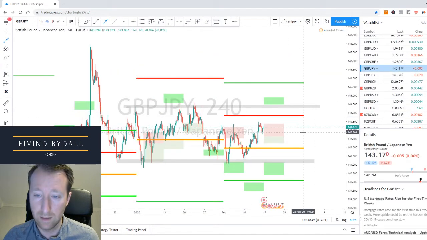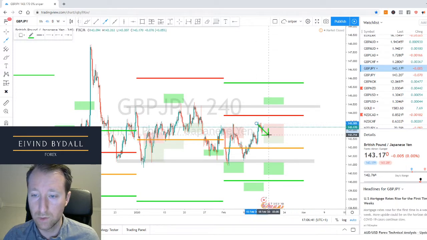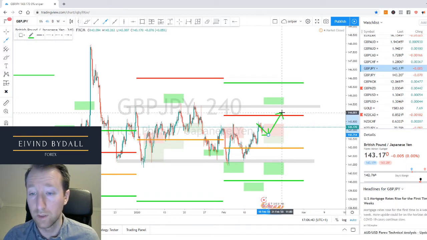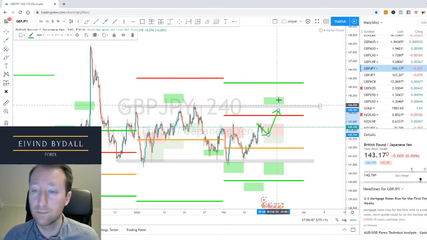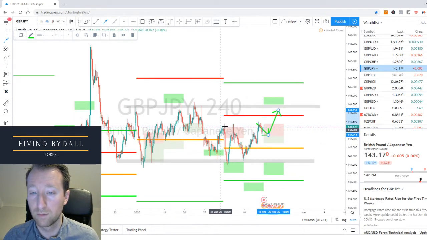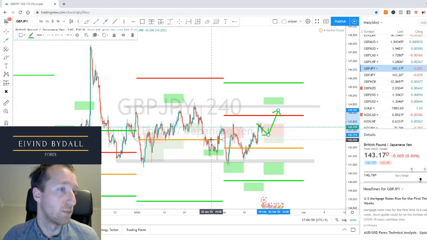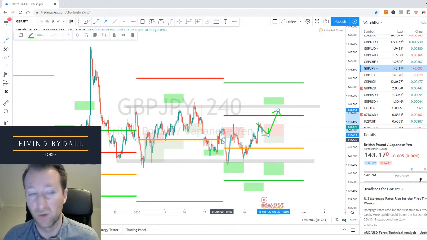Pound yen, I'm not looking to buy, but the market seems to be rising with a target of 44,500. I would have sold it, but only in this area here. So for me, this is not a good place to be.